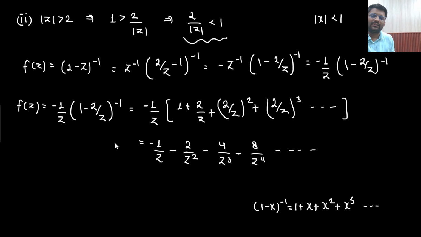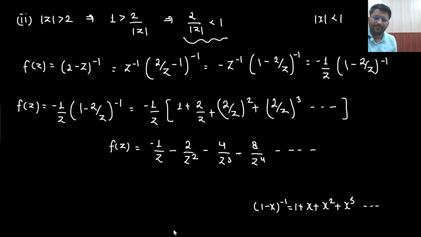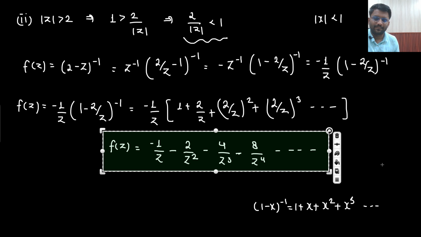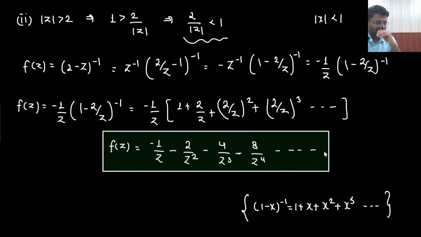This is the answer. This is the expansion of f of z. This is the answer that we will be getting: minus 1 by z minus 2 by z square minus 4 by z cube minus 8 by z to the power 4 and so on. Is that understandable to you? Okay. So this is the way.